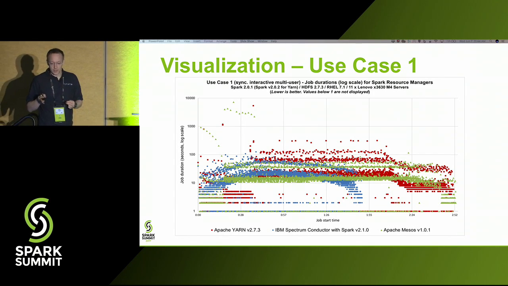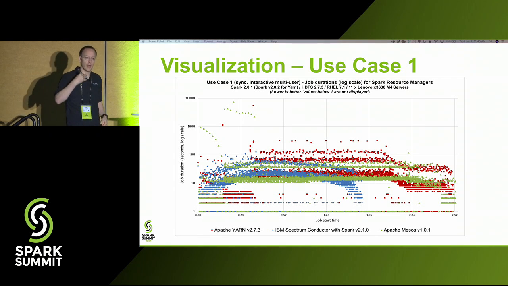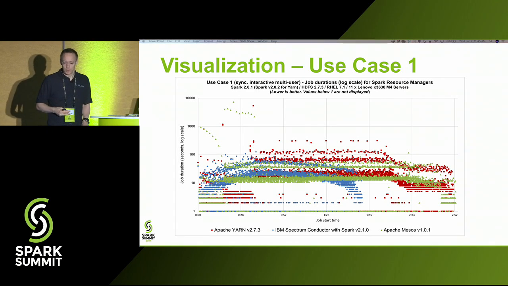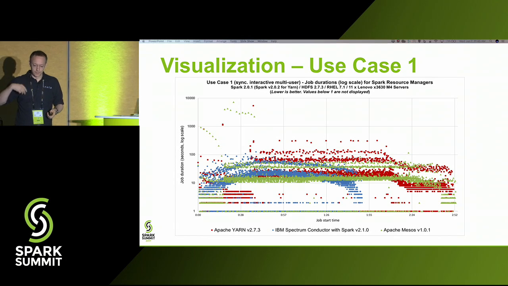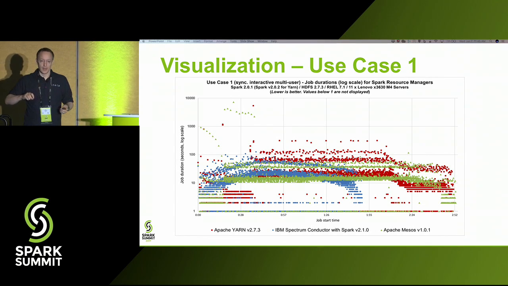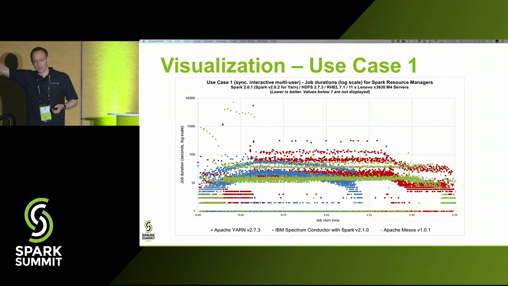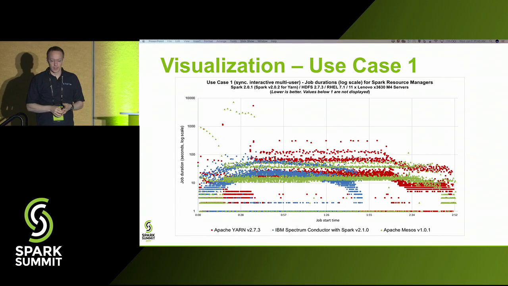The IBM Conductor throughput was much higher. It finished all these jobs in significantly less time than Mesos and Yarn, which were pretty much neck and neck in this use case. Again, this is the interactive-only use case. You've got a bunch of users firing in requests, in that ramp up, steady state, and then ramp down situation that Mikhail described.